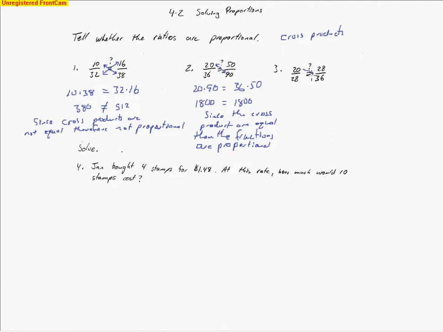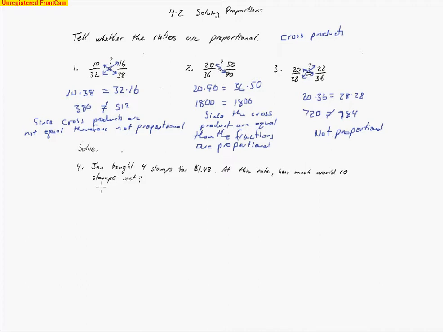Again, if we do the cross products, 20 times 36, we set that equal to 28 times 28. So 20 times 36 gives me 720. 28 times 28 is pretty close to that, but not exactly the same. And since they're not the same, they're not proportional. So again, if it asks you for a statement of why, or tell whether they are, or explain, this would be the phrase that you'd want to use, whether they're not proportional or whether they are proportional.